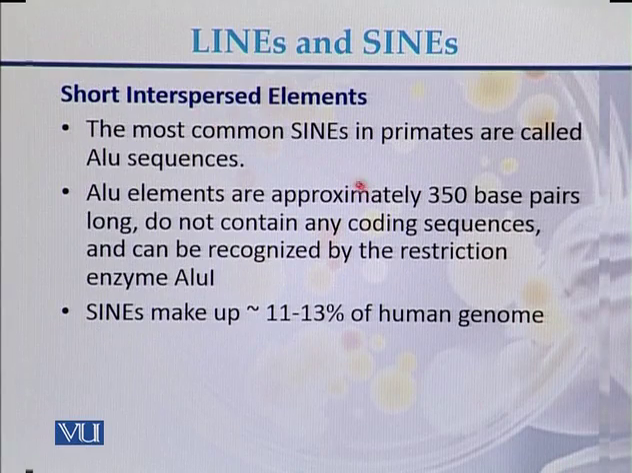The most common SINEs in primates are called Alu sequences. Alu elements are approximately 300 base pairs in size, do not contain any coding sequence, and can be recognized by the restriction enzyme AluI. That is the reason they are identified, recognized by the AluI enzyme, so they are called Alu sequences. So Alu sequences are the most common type of SINEs. SINEs make up 11 to 13% of the human genome.